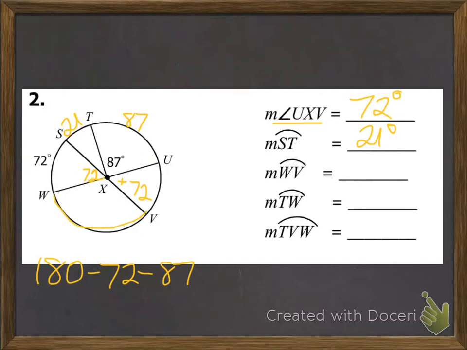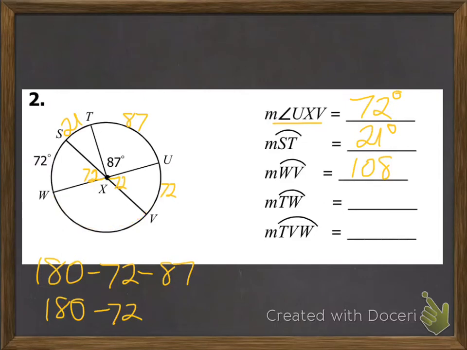Another thing we can do is, because, like we said, we know that this is going to be 72, the angle and the arc are going to be exactly the same, and this forms another semicircle. So for this one, we can actually just do 180, in this case, minus 72. And then for that, we're going to get WV equals 108.